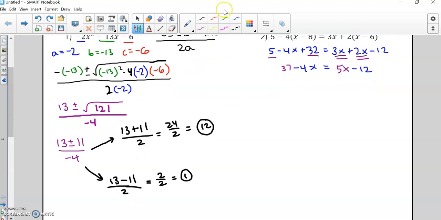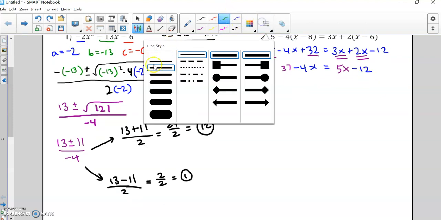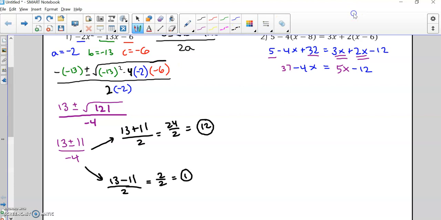All right, so now that there's no more combining left to do on each side of the equal sign separately, we can move stuff around. So I'm going to go ahead and add this 4x to this side.